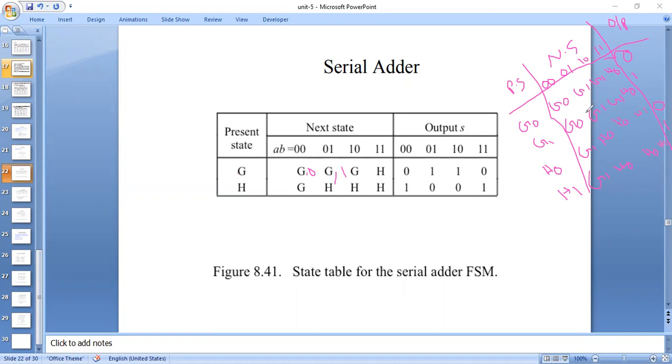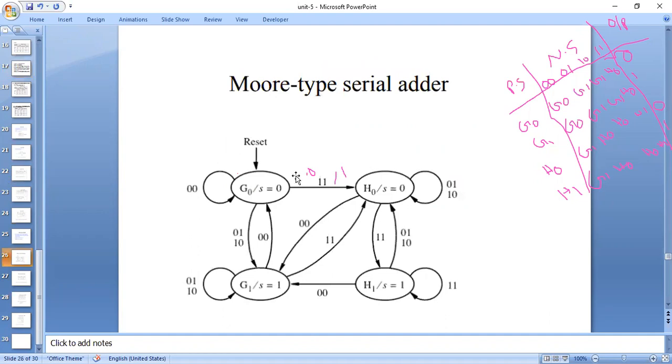And from this state table, you can draw the state diagram. How many states are in the state diagram? We have 4 states. So you can see clearly the Moore type state diagram. In this Moore type state diagram, for G0, the corresponding output will be 0. If the input is 00, it will stay in the same state. For 01, it will go to the G1 state. So G1 is the next state. Look here, it went to the G1 state. When the input is 01 or 10, the corresponding output will be 0. Like that you have to draw.